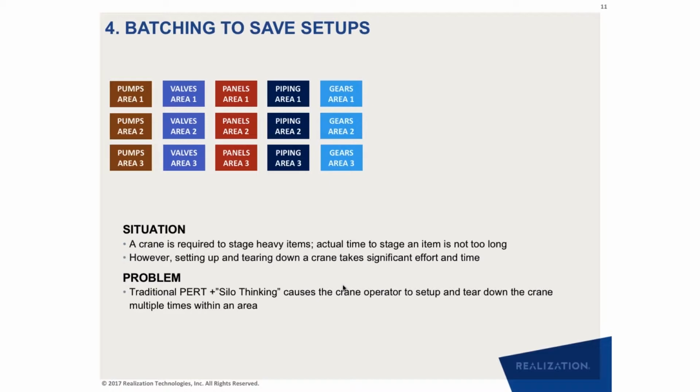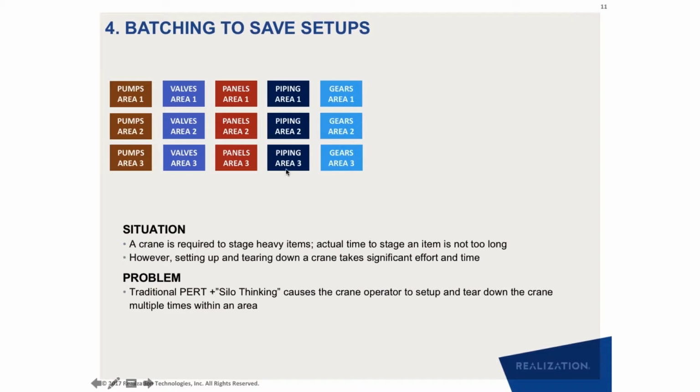So let's take a real life example here. You're trying to, again, either disassemble a ship that has come in for repair, or you're trying to assemble a ship. And all these items are very heavy. So you need pumps, valves, panels, piping, gears. All these things need to come together, and you need a crane to stage these heavy items.